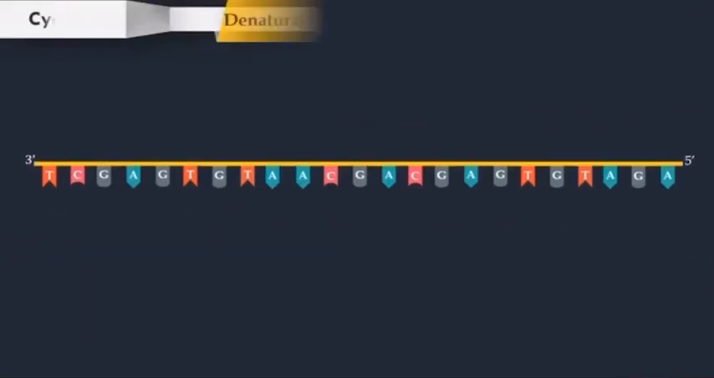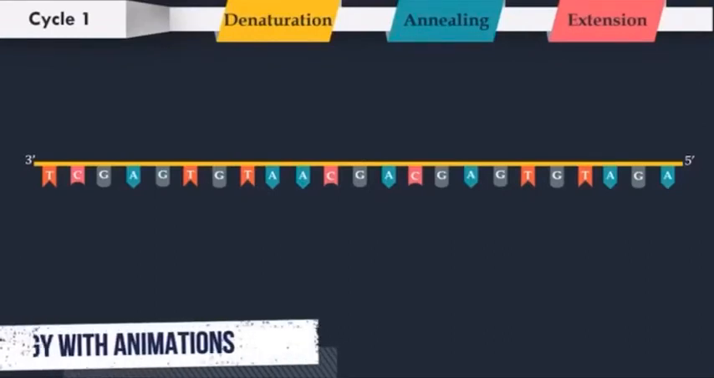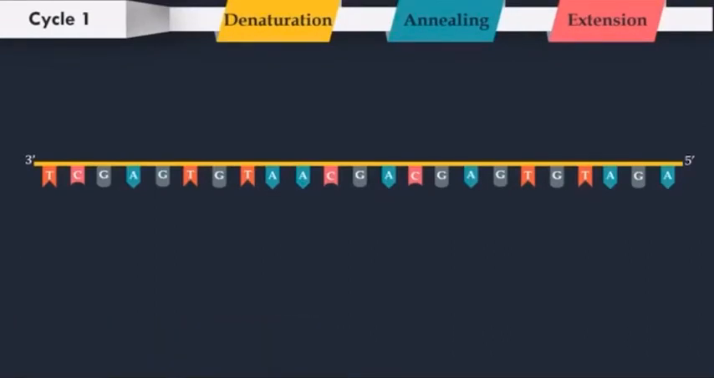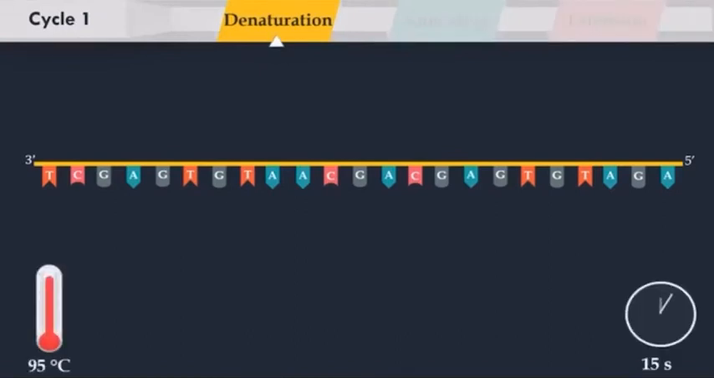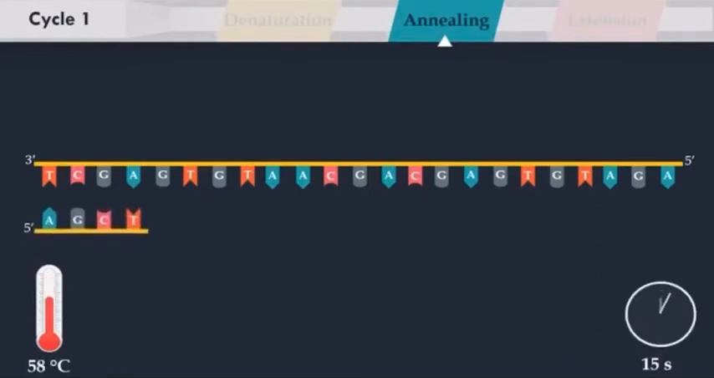PCR consists of a series of thermal cycles, with each cycle consisting of denaturation, annealing, and extension steps. The denaturation step consists of heating the reaction chamber to 95 degrees Celsius, and it is used for denaturation of the double-stranded DNA template. In the next step, the reaction temperature is lowered to 58 degrees Celsius, allowing annealing of the forward primer to its complementary part of the single-stranded DNA template. The annealing temperature relies directly on the length and composition of the primers.